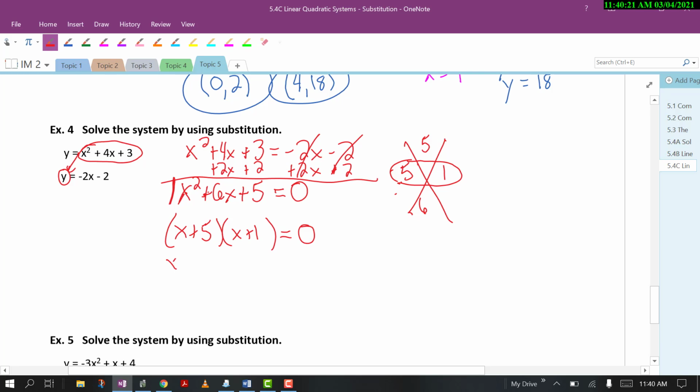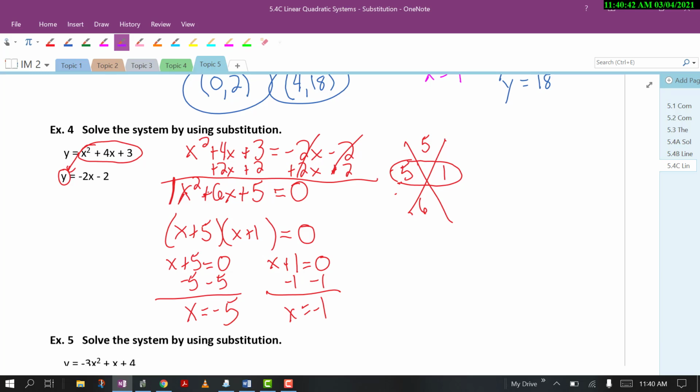So we set each one equal to 0. So x plus 5 equals 0, x plus 1 equals 0. Subtract 5, so x equals negative 5. Second equation, we subtract 1, so x equals negative 1. So we have our x values, but now we need our y values.